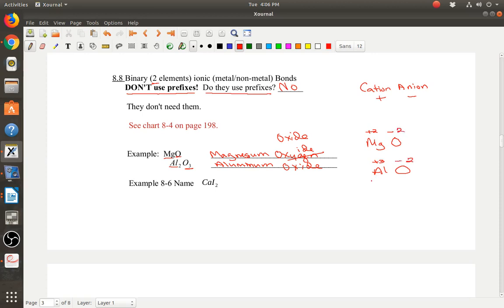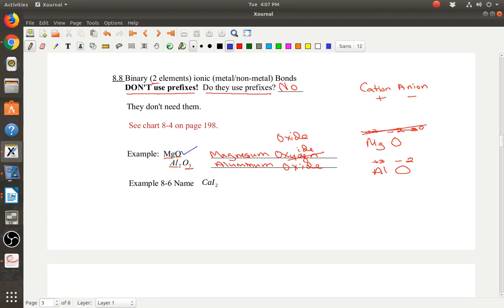Now, put the charges on the top. Different charges, swap and drop. These charges are identical, so they already cancel each other out. They already equal 0, which is what we look for, the zero-sum rule. So this is the formula for magnesium oxide. Did we get it right? Yes, we did.